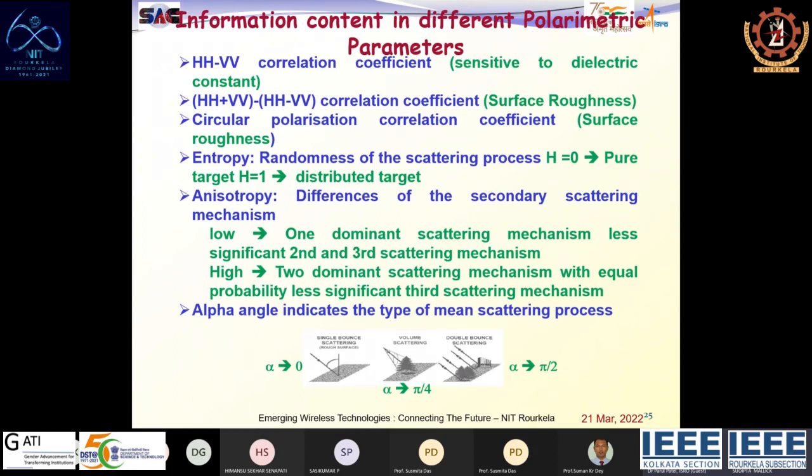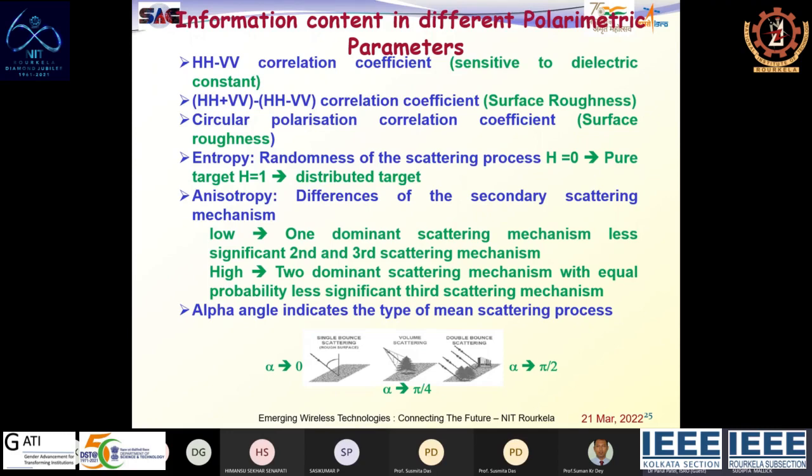So there are various parameters. I'll not go into the details, but there are different polarimetric parameters that are sensitive to different target parameters, like surface roughness, or dielectric, or what kind of distribution it is, whether it's a pure target or a distributed target, or a mix of both. So you will be able to find out how many scattering mechanisms there are, whether it is a single bounce, a double bounce, or a volume kind of scattering mechanism.